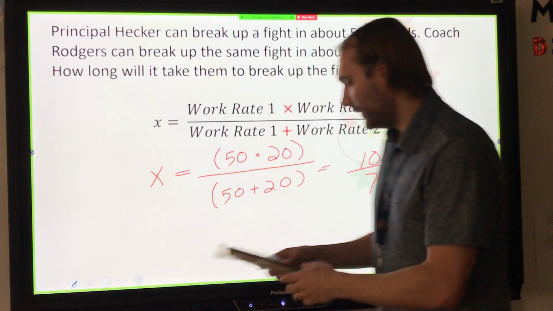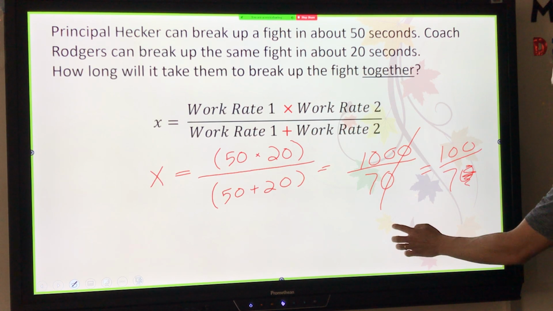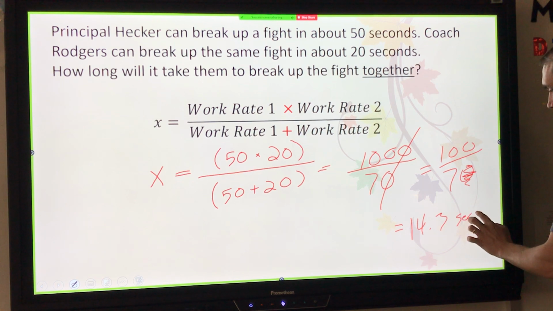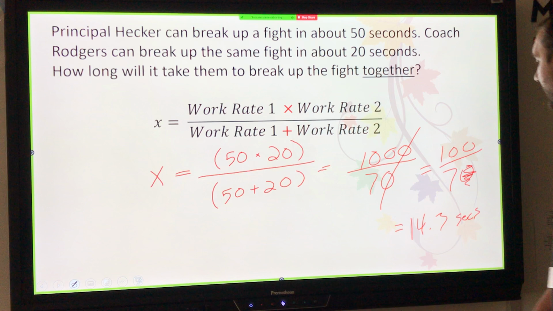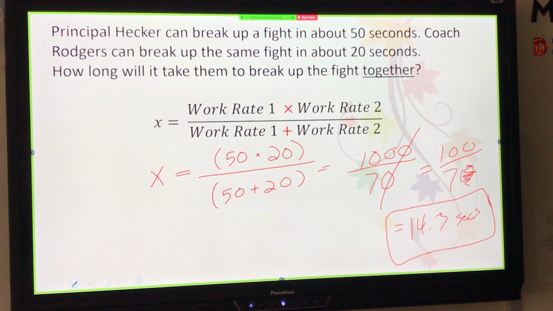How many seconds will it take Hecker and Coach Rogers to break up a fight? What's that? Oh, 7, you're right. 100 over 7. It takes 14.3 seconds for both Coach Rogers and Principal Hecker to break up a fight. Of course, not realistic. That's a relatively long time, especially for a fight. But, hey, it's a math problem.